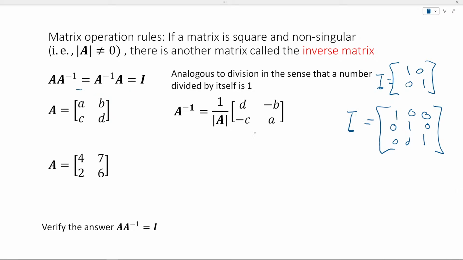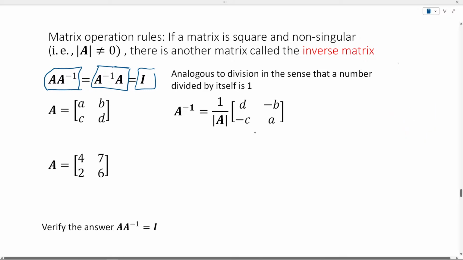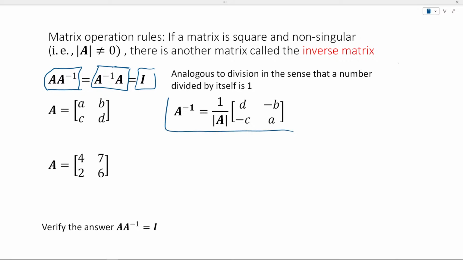A matrix multiplied by the inverse of the matrix is equal to the inverse of the matrix multiplied by the matrix, which is equal to an identity matrix. But the question is, how can I find the inverse of this matrix? We learned how to do the product of two matrices, but how to find the inverse of a matrix? So basically, for a square matrix that is 2 by 2, the inverse of the matrix takes this form. That's how you can find the inverse of the matrix.